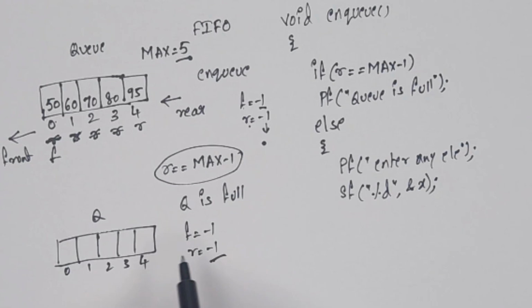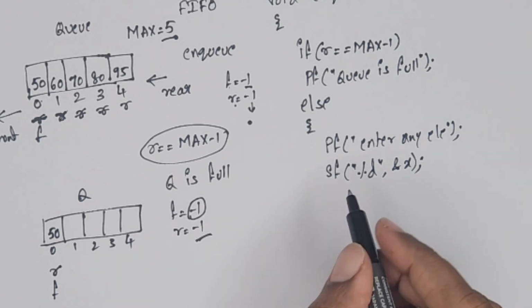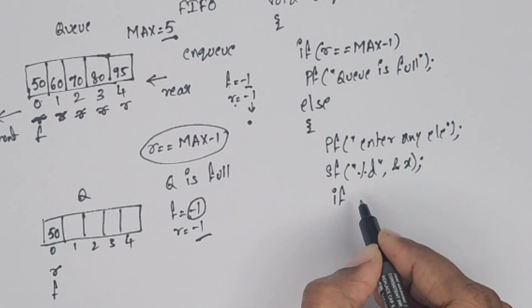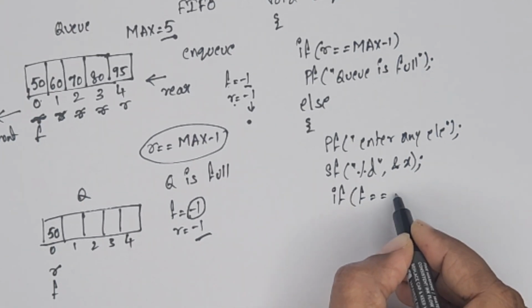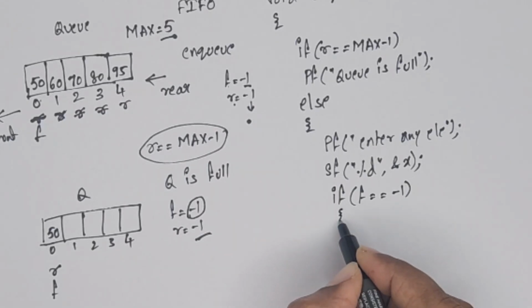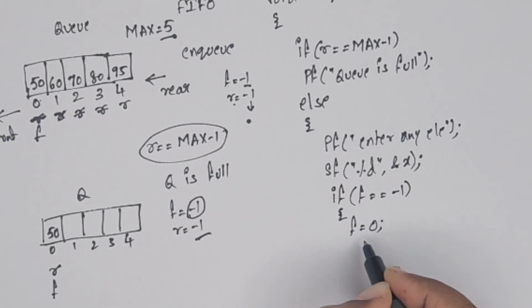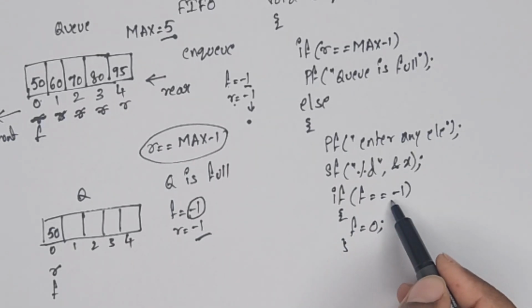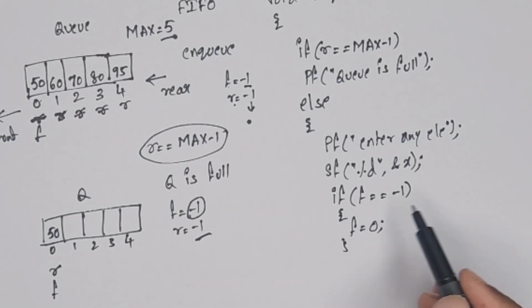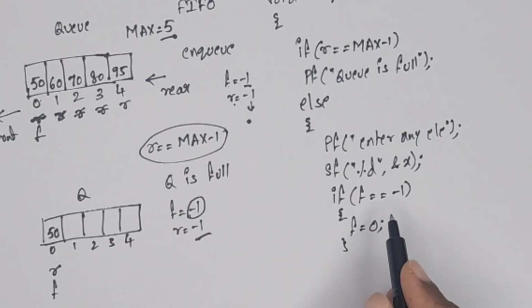After incrementing rear, minus 1 plus 1, rear becomes 0. In this location you can insert the element. If at all front is minus 1, then front is also assigned to 0. If front equals minus 1, then front is assigned to 0. This is a simple if. If it is minus 1, assign 0. Otherwise, no need to assign.